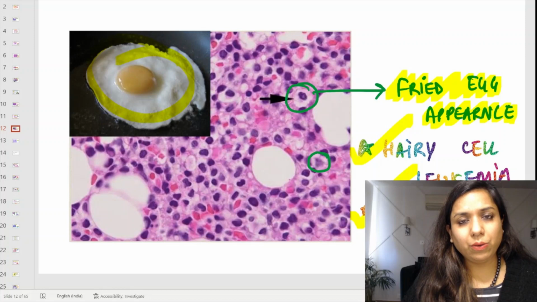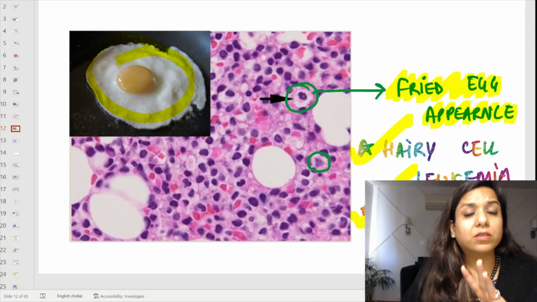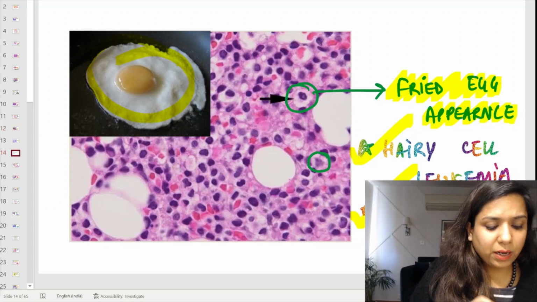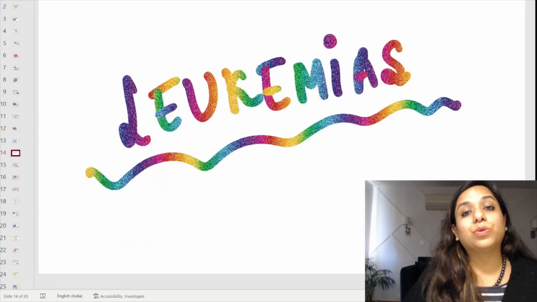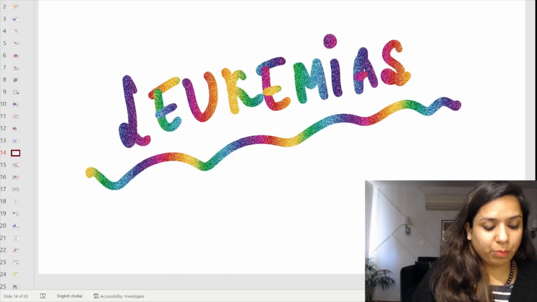Easiest story till now, right? So hairy cell leukemia, Burkitt lymphoma, Hodgkin's lymphoma. Three important topics over. Let us move to the next important topic, students, that is leukemias, right? Leukemias are also very, very important.